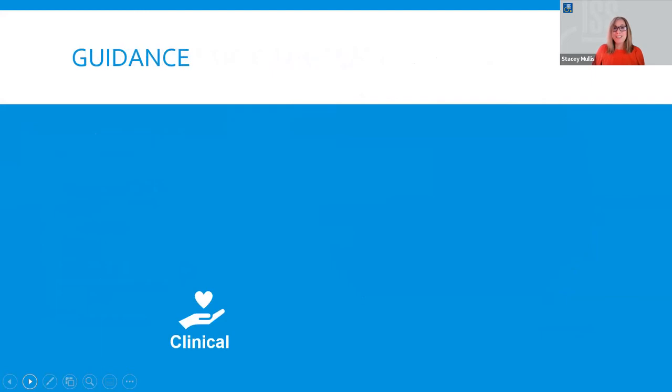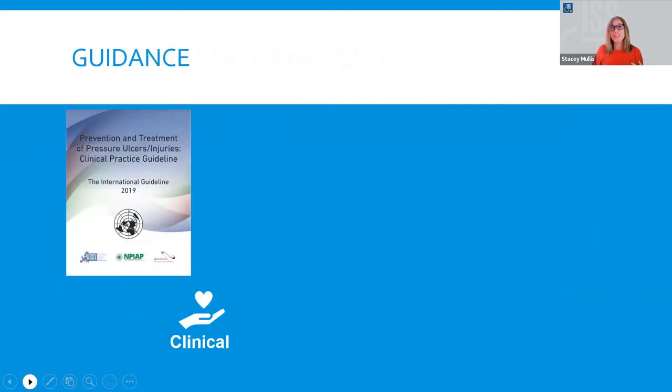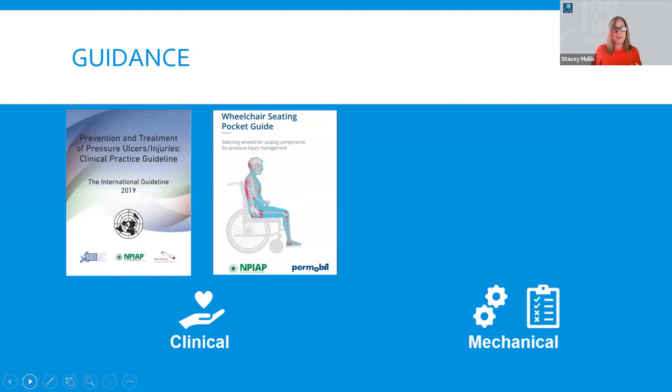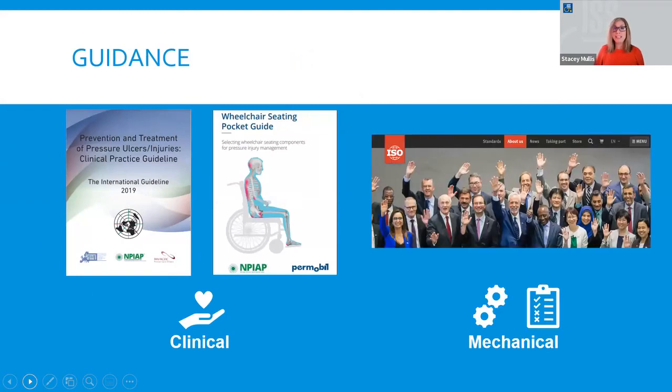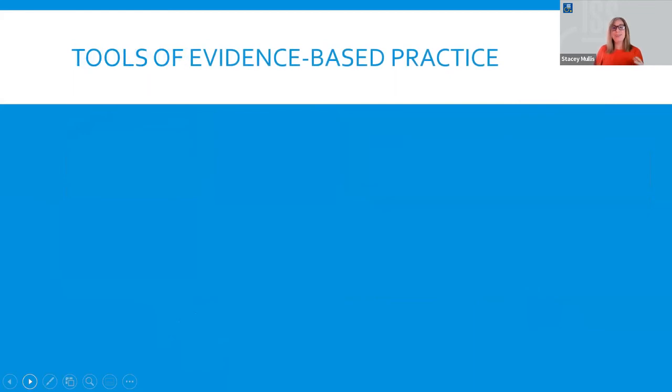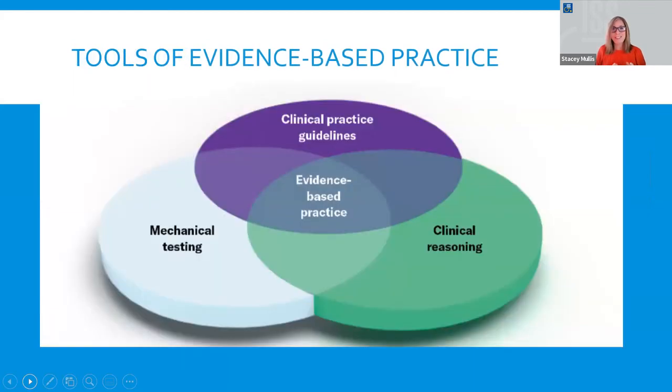So this brings us to the end of our presentation, and we hope that you can see how the clinical guidance that we have from the NPIP guidelines and the seating pocket guide, along with the standards and mechanical testing results, all tie in to our clinical practice. And how all of these together get us to that sweet spot that we all want, which is evidence-based practice. This is where we've gathered and used all of our resources and are able to find the best possible solutions for our clients. So thank you for attending.